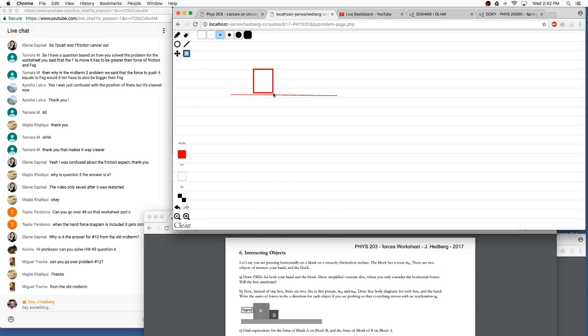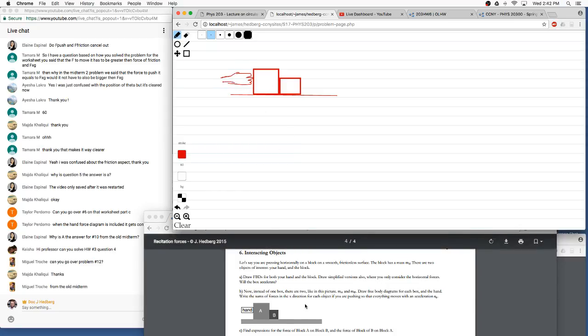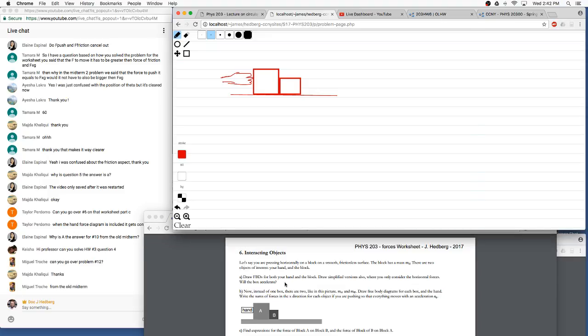Let's get some boxes. There's a box. There's a box. And I'll make this my hand. Nice happy hand. Okay. Draw a free body diagram for each object, and find expressions for the force of block A on block B and the force of block B on block A.